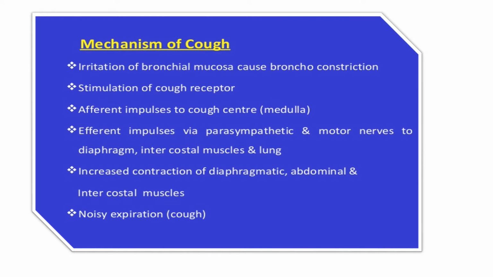So this is the mechanism of action of cough, that is any stretch or irritation to the bronchial muscle mucosa will cause bronchial constriction. From here, the afferent impulses will be sent to the cough center, the medulla. From there, efferent impulses through the parasympathetic and the motor fibers will be sent to the diaphragm, intercostal muscles and lungs. Here what happens is increased contraction, which is produced as a noisy respiration, that is the cough.